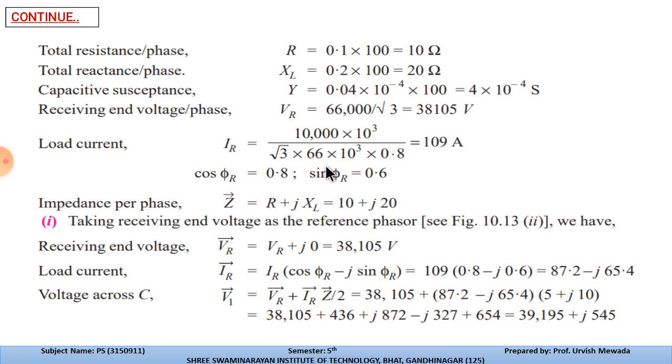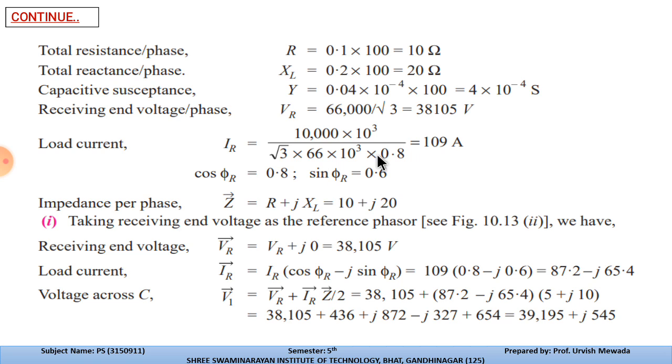Then VR is given, that is 66 into 10 raised to 3, means 66 kV. Then 0.8 is the receiving end power factor cos phi R. From this we can determine the value of IR, that is 109 ampere. Then the cos phi R that we know is 0.8, so we can determine the sin phi R from that, so it is 0.6.